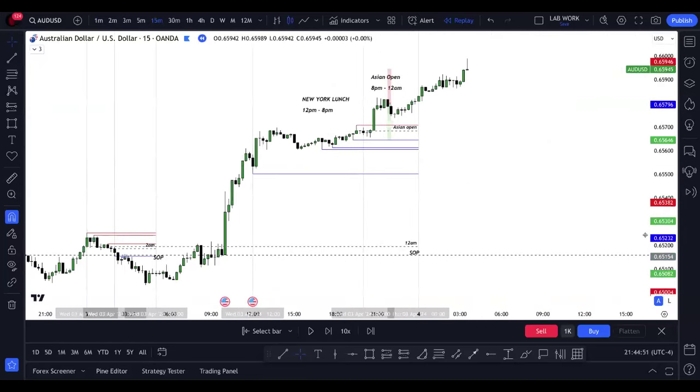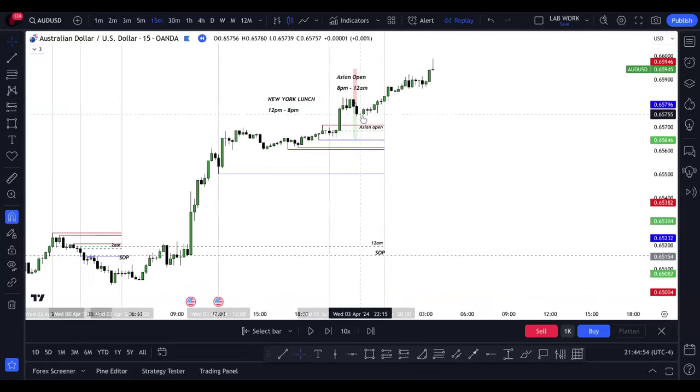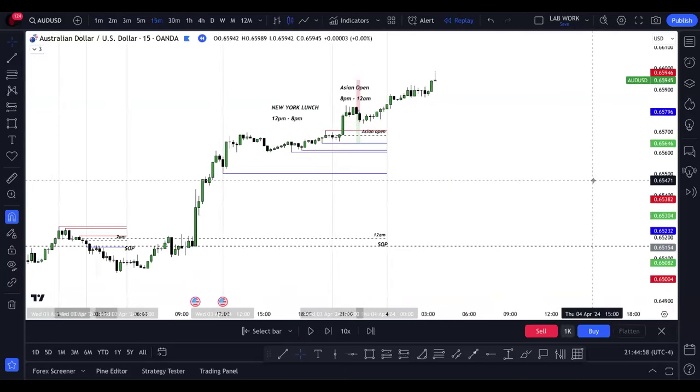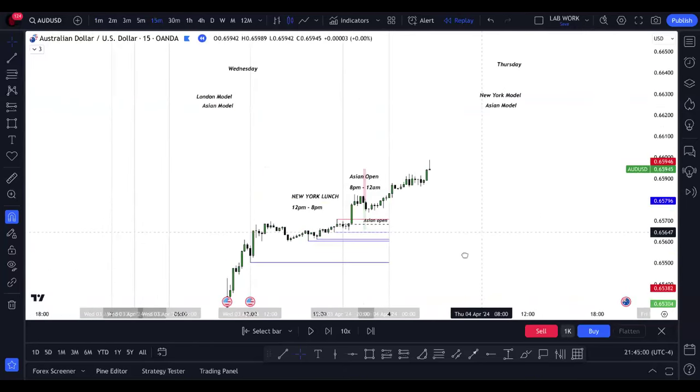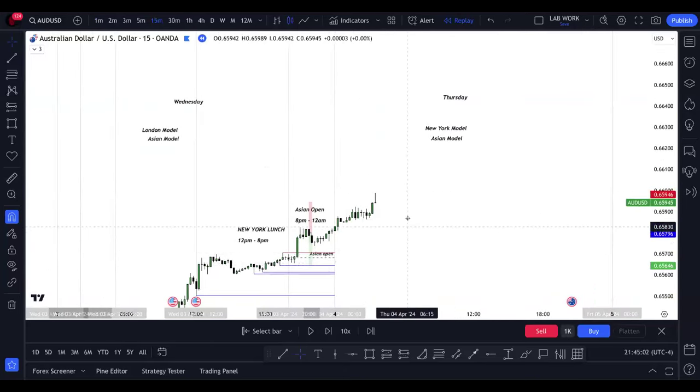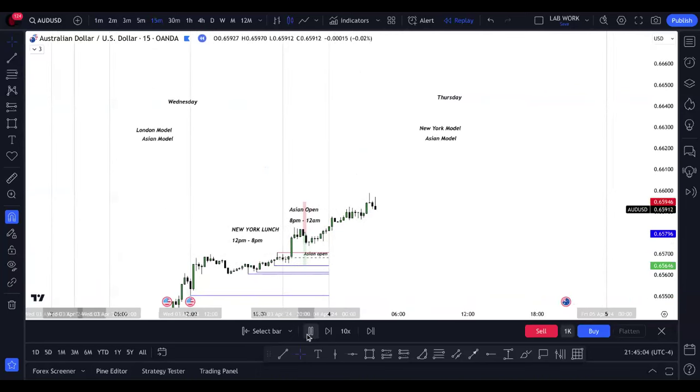So you can see it was once looking like a successful trade, and now it stopped us out. So be aware of that. Let's move on to this New York model, Thursday.